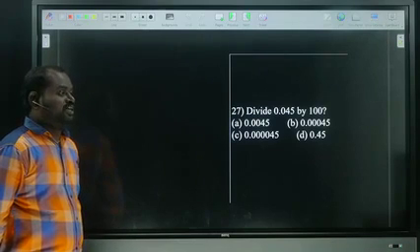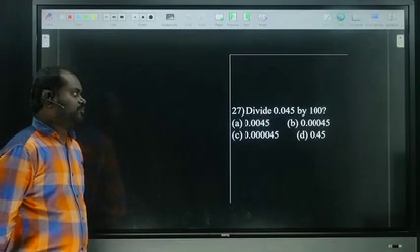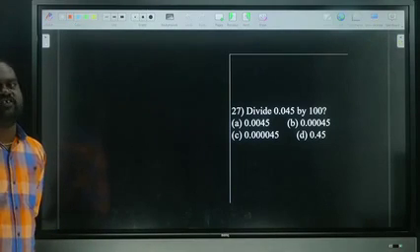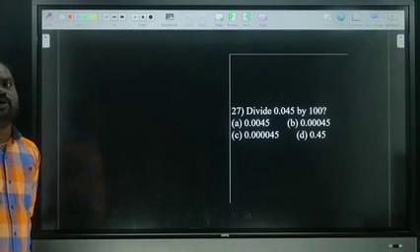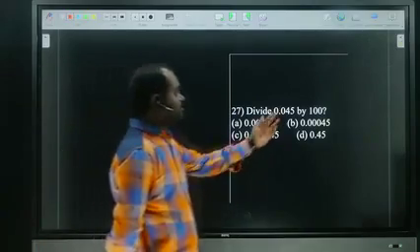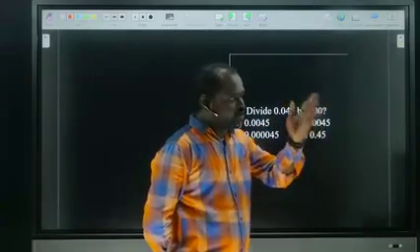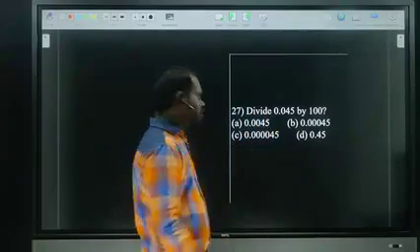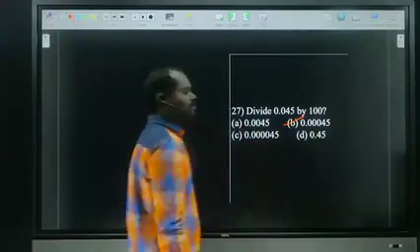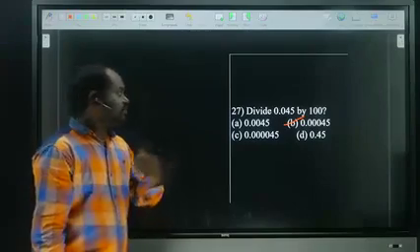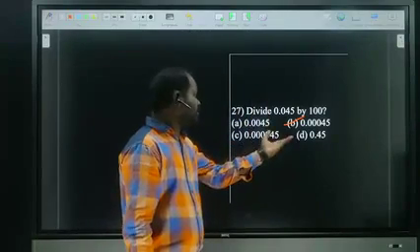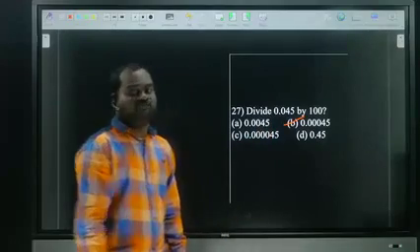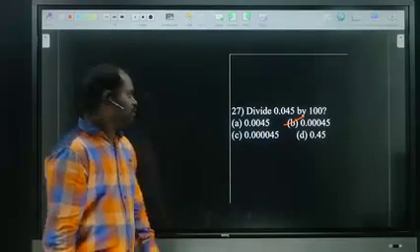When multiplying with 10 or 100, such kind of point moves right side. When dividing with 10 or 100, such kind of point moves left side. So here, dividing by 100, two zeros are there, so the point moves 2 places to the left side. Only 1 zero is there, 2 more zeros join. So what is the answer? Option B, 0.00045. If it is multiplication in the place of division, then what is your answer? 4.5. If it is multiplication, the answer will be 4.5. Okay.